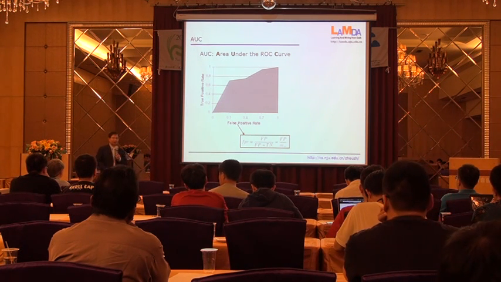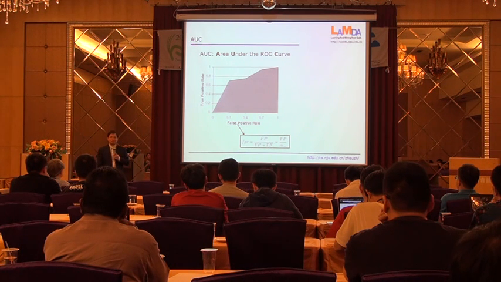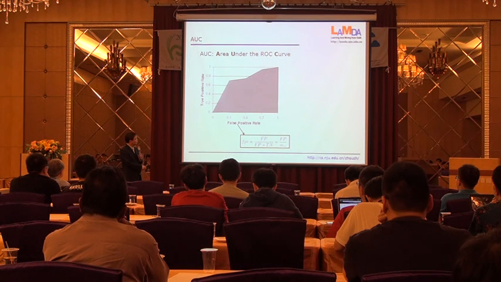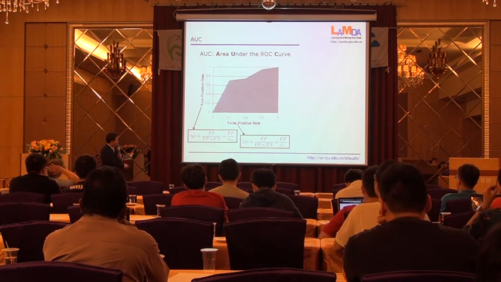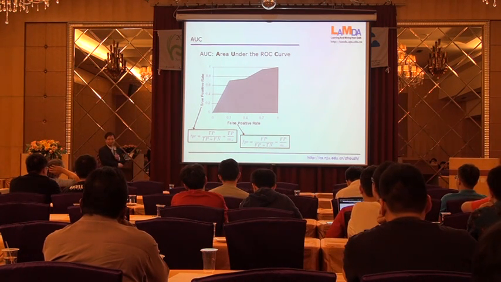Let me explain the false positive rate again. The false positive rate means how many bad guys have been mistakenly predicted as positive, as good guys. Of course we want the false positive rate to be zero, so ideally we have this point here. And the vertical axis is the true positive rate. The true positive rate means how many good guys have really been predicted as good guys.